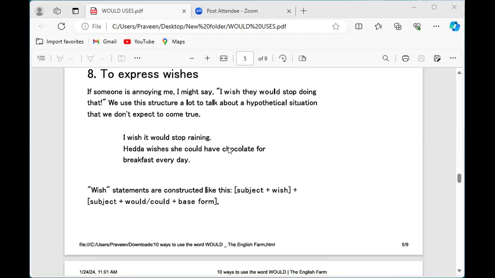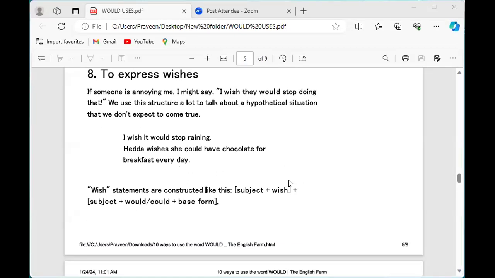So this person would like the rain to stop. And Hedda wishes she could have chocolate for breakfast every day. She would like to have chocolate every day for breakfast. She likes to eat chocolate. She is wishing that every day for breakfast she could eat chocolates. She is expressing her wish.